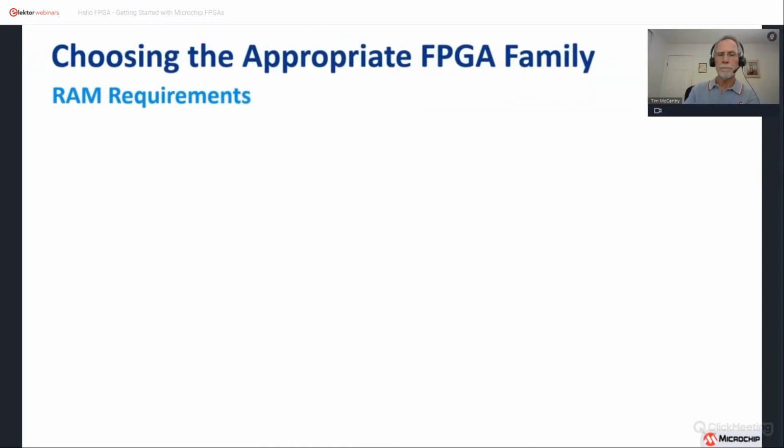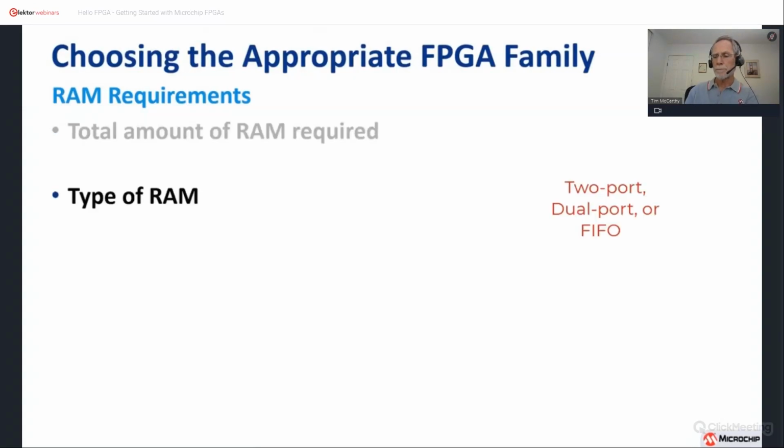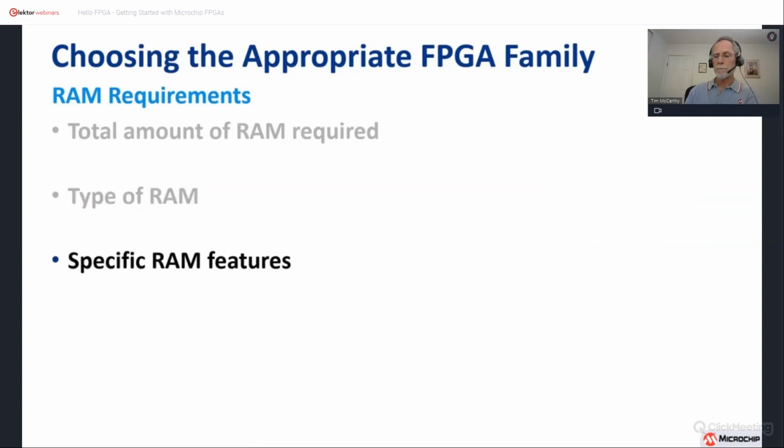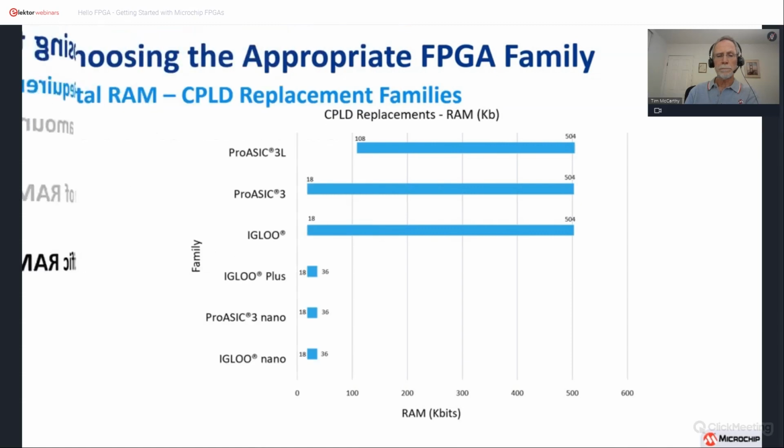If the design requires RAM, you'll need to estimate the total amount of RAM required and the type of RAM, such as 2-port, dual-port, or a FIFO. Also consider if the design requires flash memory or read-only memory. Finally, consider any specific RAM features required, such as built-in error detection and correction. You can use the RAM configurator in the Libero SoC software to build blocks of RAM to help with the estimate.